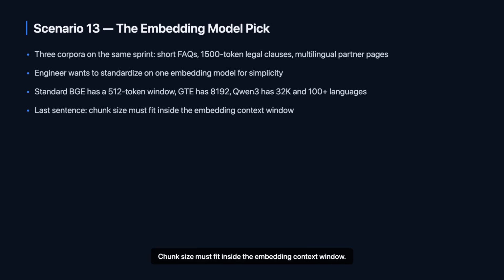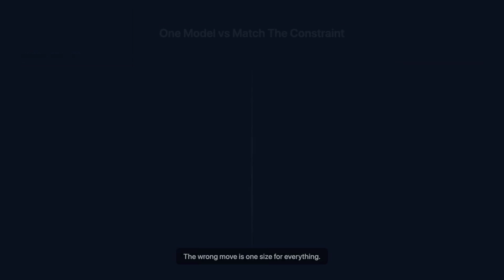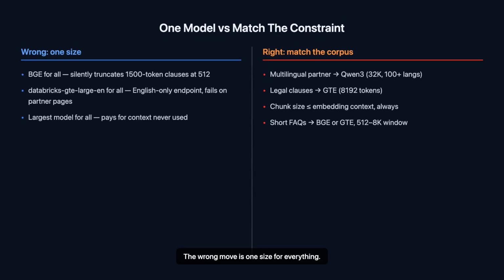Chunk size must fit inside the embedding context window. The wrong move is one size for everything. Use BGE across all three and it silently truncates the 1500 token clauses at 512. No error, no warning, just degraded recall. We watched Data Dino make exactly that mistake in episode 7.